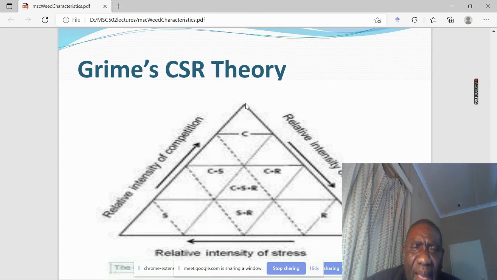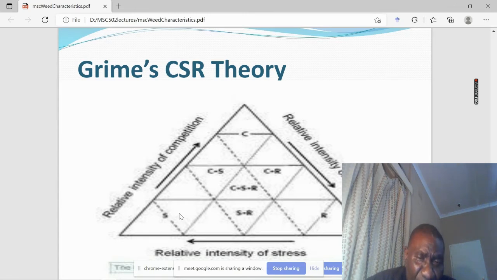So what you need to remember are the three corners of this triangle. The top corner here, which is written C and represented by this box. The plants in this area have a competitive strategy. This is where you find the trees and the other grasses outside the agricultural zone. No, this is where you find some weeds which may grow in conservation agriculture. Sorry about that.